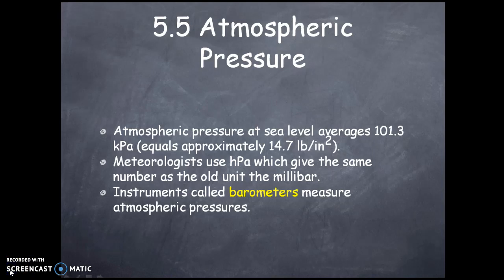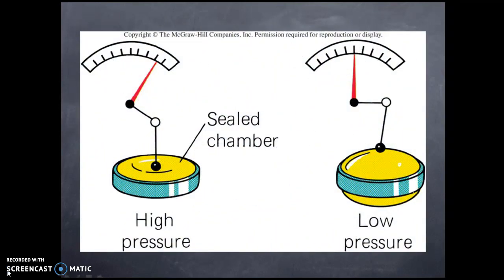Atmospheric pressure. Atmospheric pressure at sea level averages 101.3 kilopascal, which is approximately 14.7 pounds per square inch. Meteorologists use hPa, which gives the same number as the old unit, the millibar. The instrument used to measure pressure is called the barometer, and let me show you what the barometer looks like.